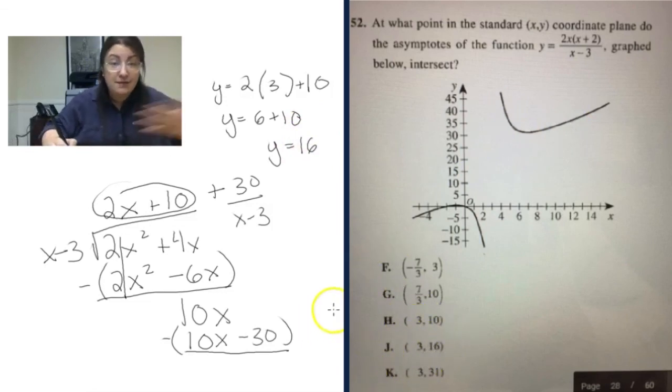So you could have done it by eyeballing it or doing it the long, tedious way. It really depends on how much time you have and your knowledge of oblique asymptotes.